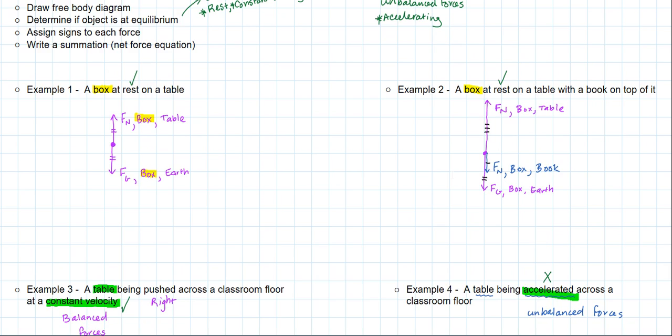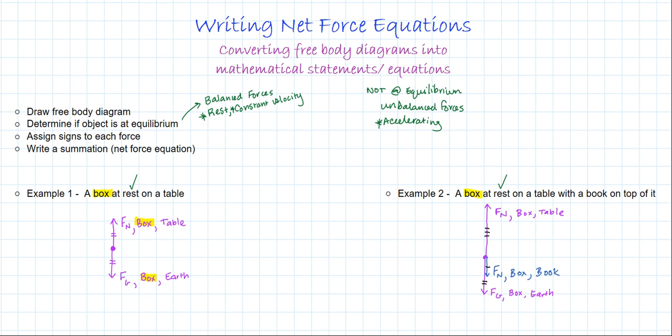Okay, so let's go ahead here and do the next step, which is to write a summation, which is a net force equation. Summation just means that we're going to list out all of the forces and add them up together. When we say add them up or sum them, sometimes we're adding a negative value. So that takes us back to this next step, which is to assign a sign to each force.